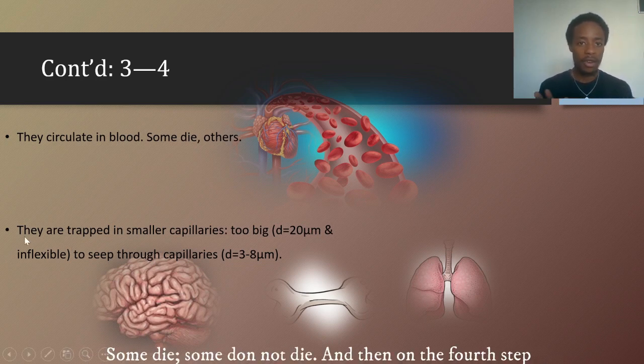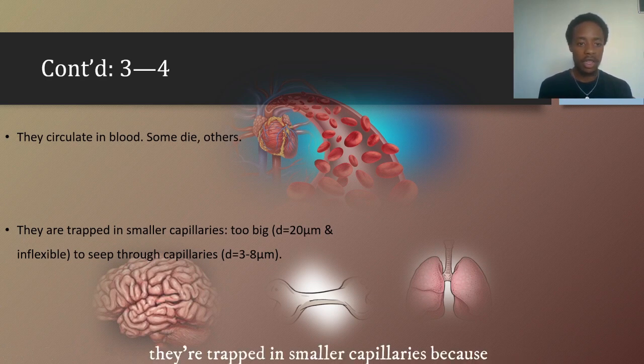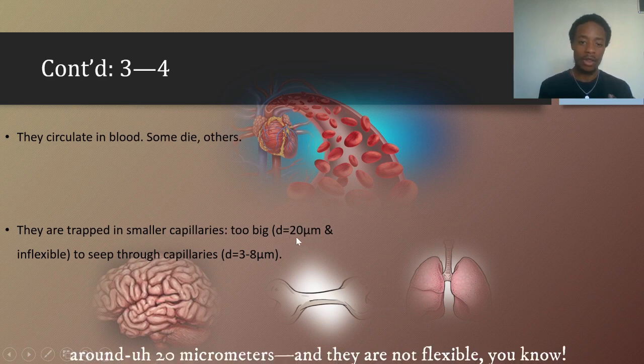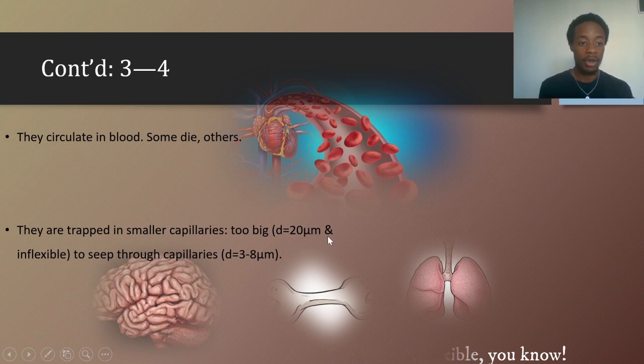And then on the fourth step, they are trapped in smaller capillaries, because these cancer cells are way too big, having a diameter of around 20 micrometers, and they're not flexible.